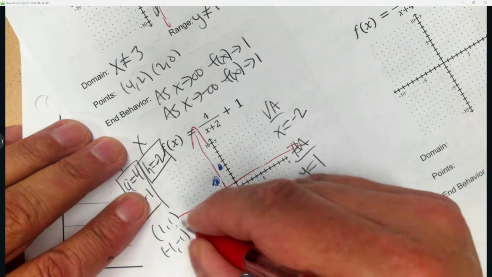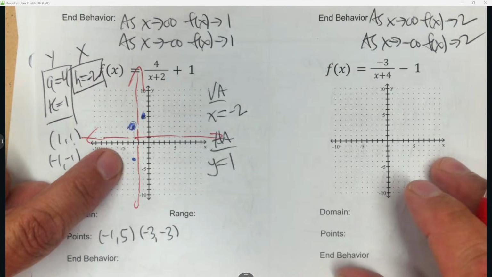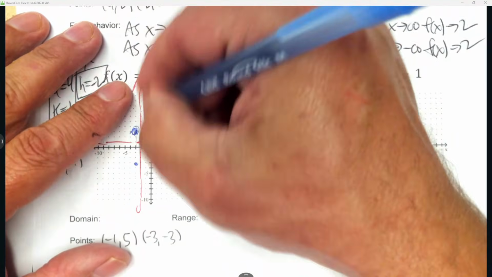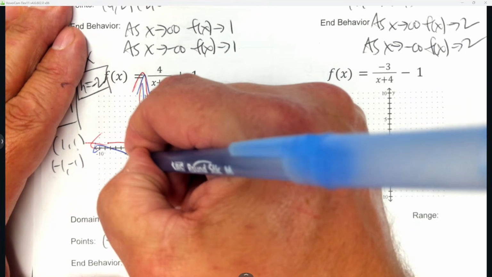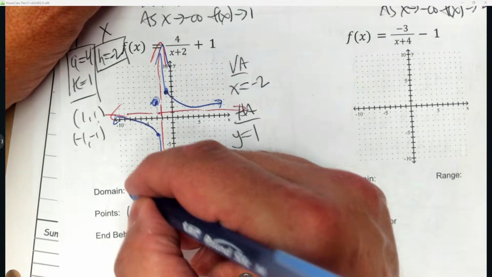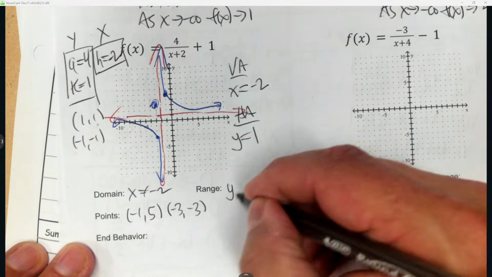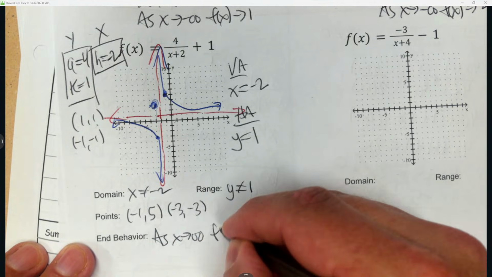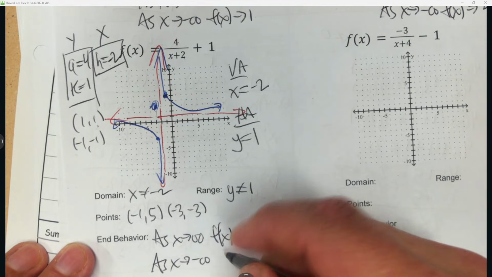And again, I'll show you what I'm looking at. Do I have one point on the right and one point on the left, one above and one below? And then we can draw it. We're back on track. So the domain: x cannot equal h, y cannot equal k, and then the end behavior goes to k, which is 1.